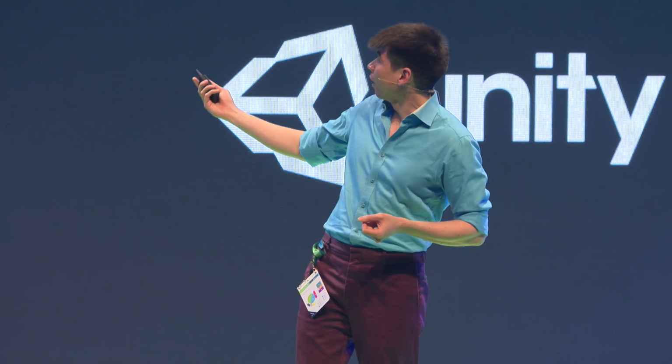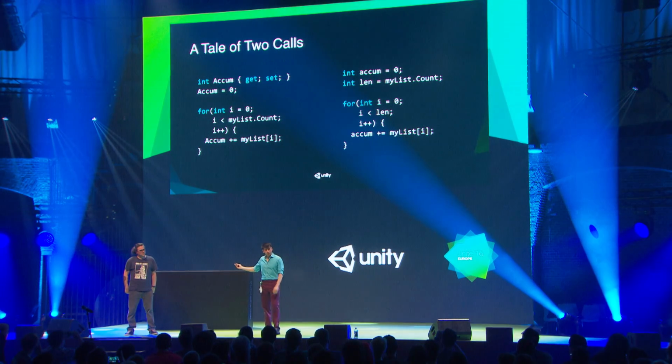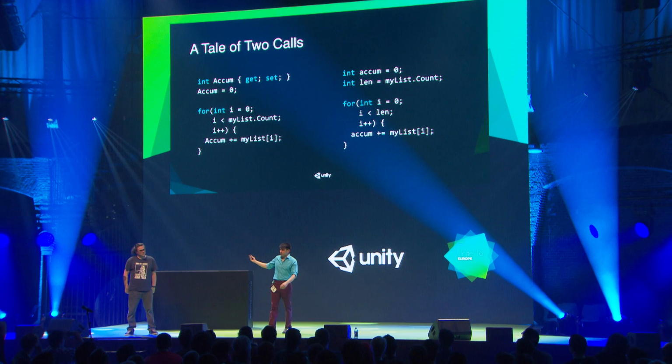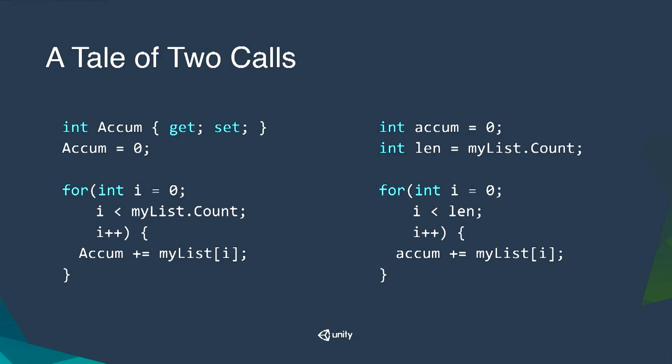In order to illustrate this, I'm going to tell you a story about 2 different blocks of code. The code here on my right is the nice, modern C#y version. We have a property with an automatically generated getter and setter. So that's just to show you that there's no funny business.